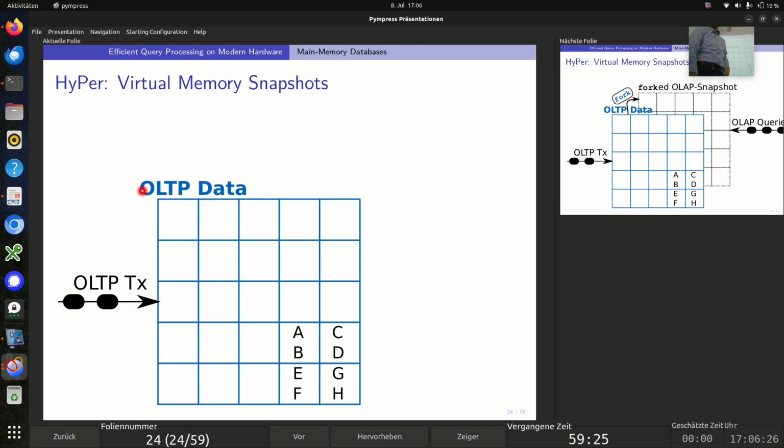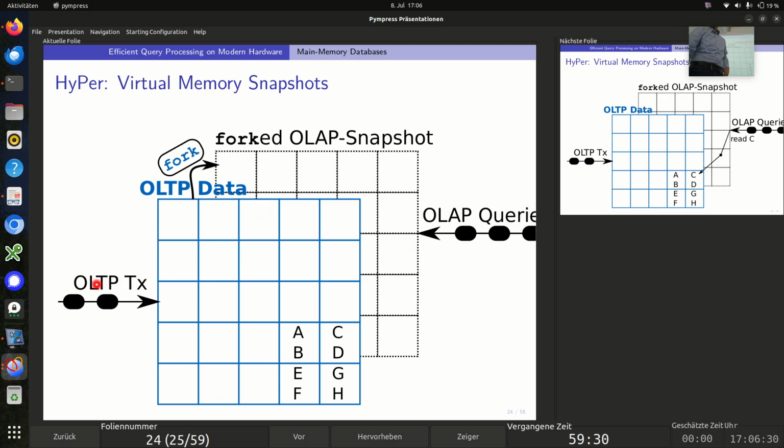So the idea is that you have the OLTP transactions running, and as soon as you have an OLAP query, if you remember, there's the fork command. On traditional Unix, if you want to create a new sub-process, you can just say fork. Then you are running two processes, and you do a check on the process ID, and then basically you are working on a new memory layout.